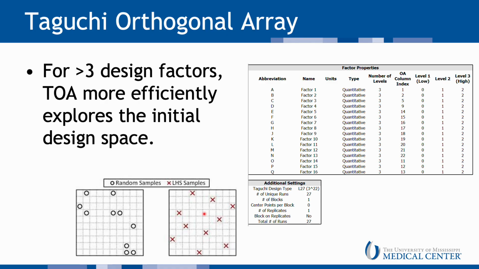However, if you have more than 3 design factors, then you'll end up with a Latin hypercube that has so many dimensions it's not feasible to test all the X points. And at that point, you can move to a Taguchi orthogonal array, as shown here. An orthogonal array with 16 different experimental factors can still be conducted in only 27 trials because it strategically varies more than one design factor at a time.